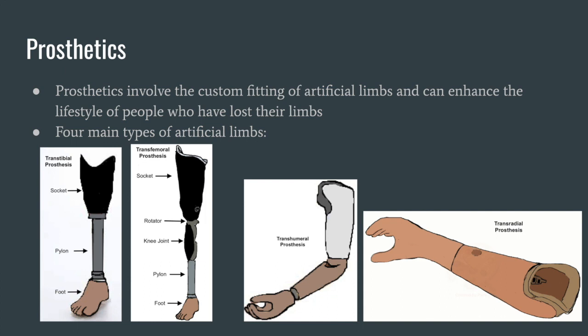In our project, we are going to focus on the biomechanics behind transtibial prosthesis. This prosthesis consists of a socket that is custom-made, as you can see in the leftmost diagram, and a linear pylon connecting this socket to the foot.